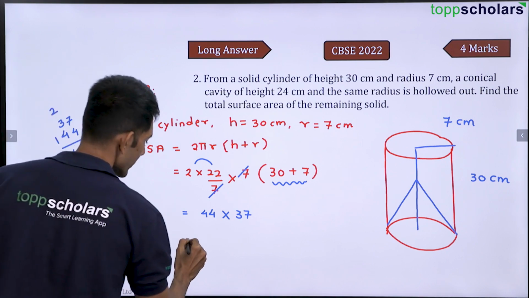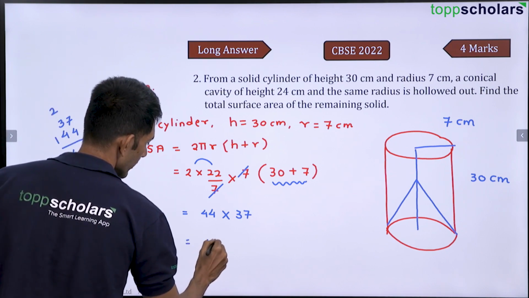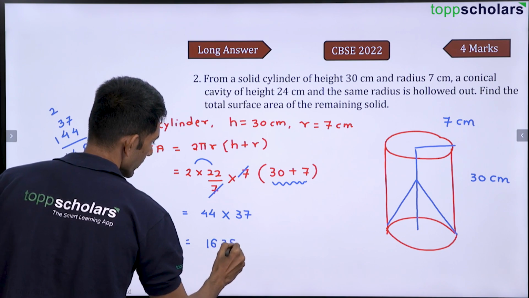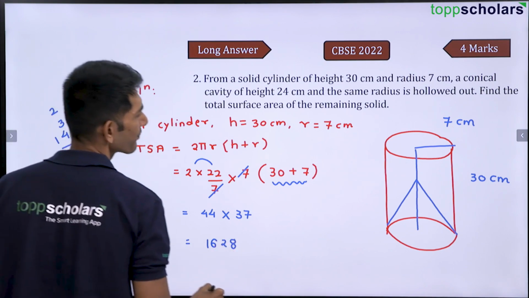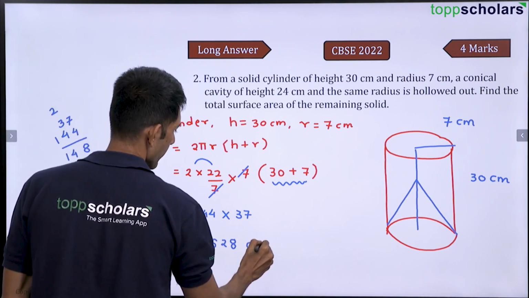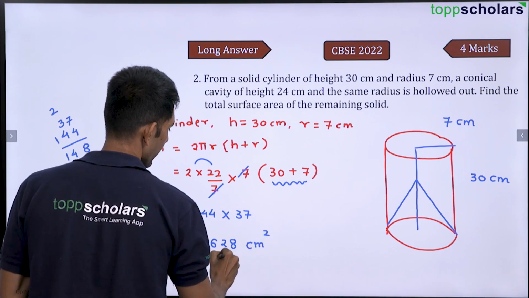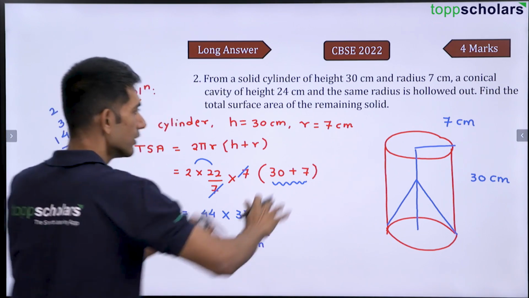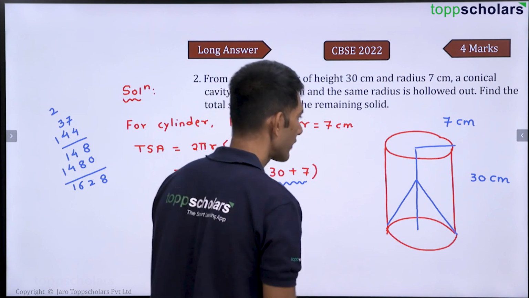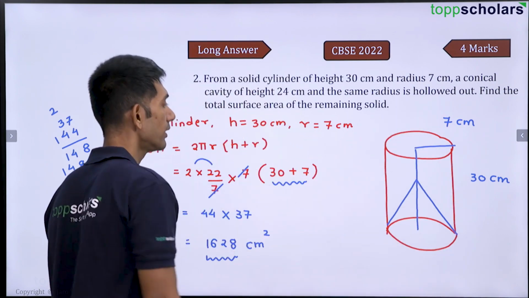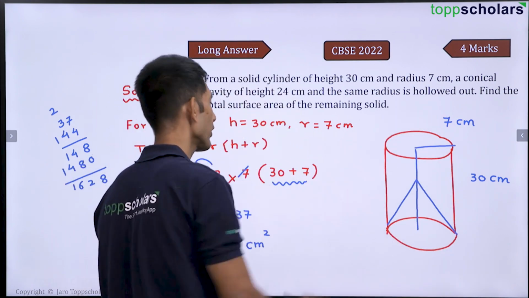So that gives you 1628, right? 1628 centimeter square. So that is the total surface area of the cylinder. We have found the total surface area of the cylinder, which includes the upper circle and the lower circle. Now we will find the total surface area of the cone.